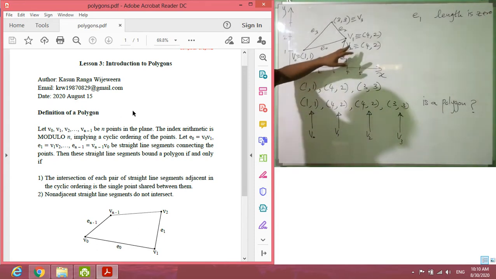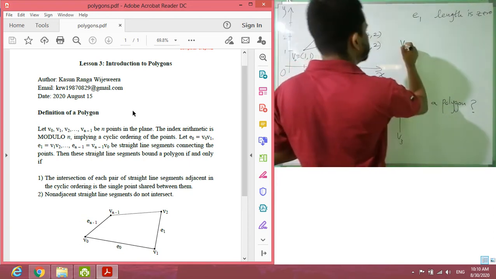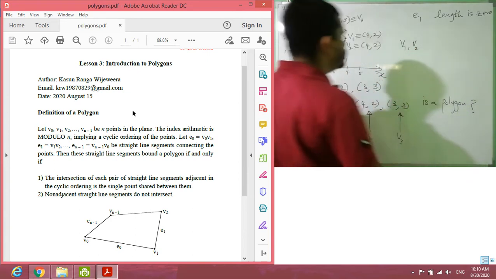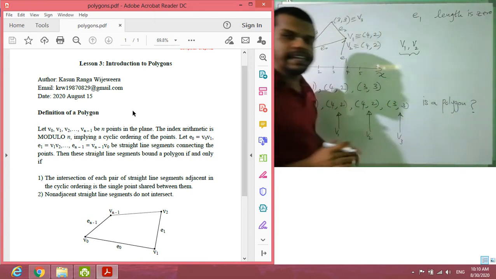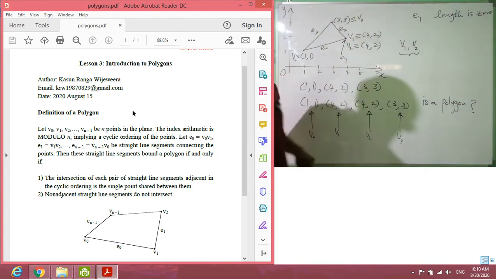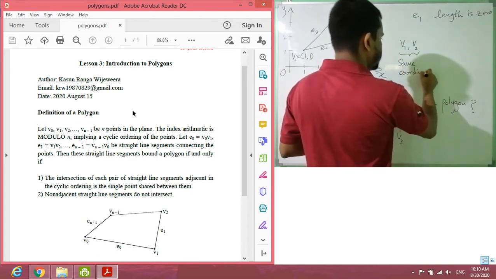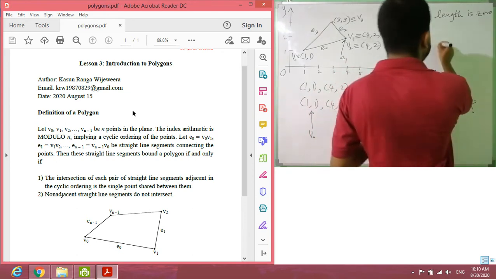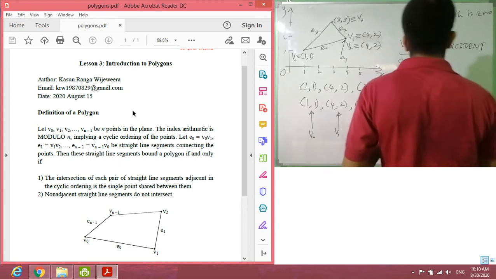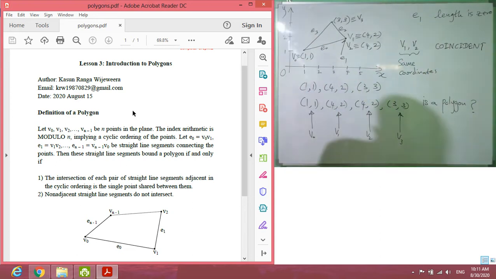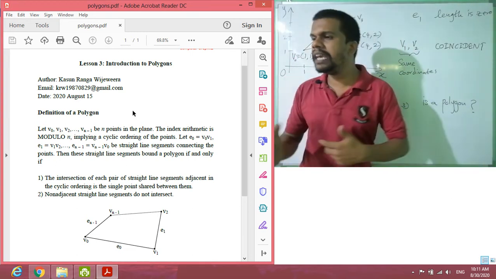Because we give a special name to V1 and V2. V1 and V2 have the same coordinates, 4, 2. Therefore we call them coincident points. V1 and V2 are coincident points because they have the same coordinates.